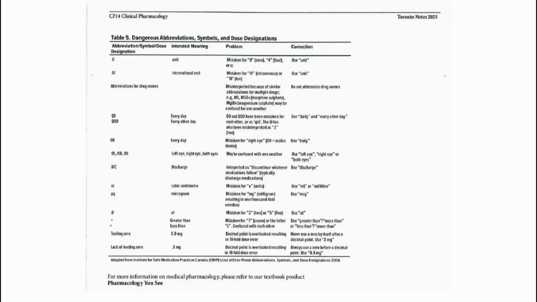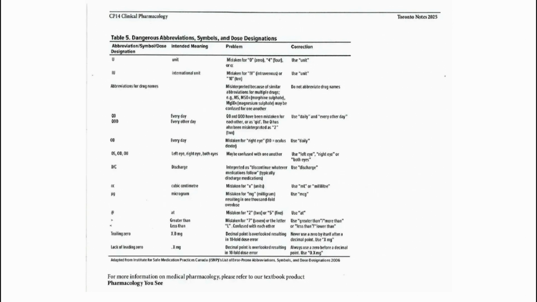Conversely, a lack of a leading zero such as .X milligram increases the risk that the decimal point will be missed, producing a 10-fold dosing error. Always place a leading zero before a decimal value, writing 0.X milligrams, for example.